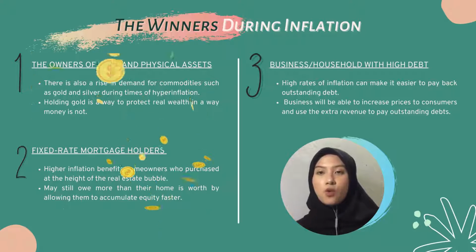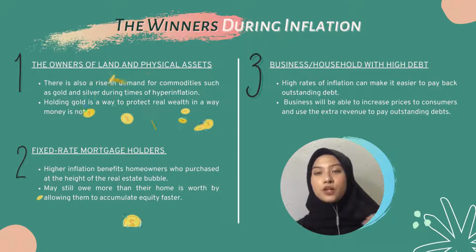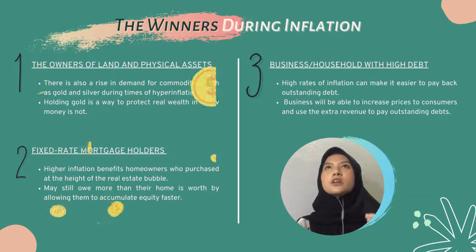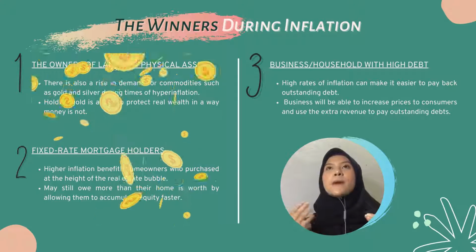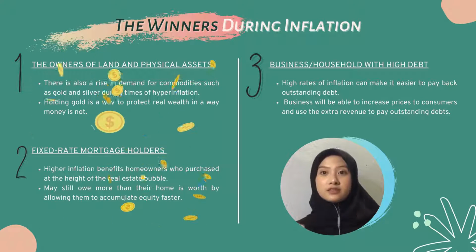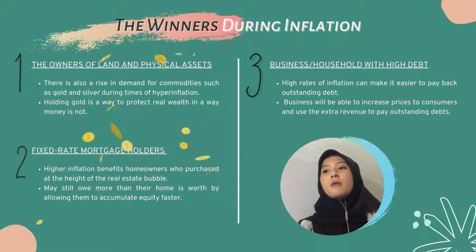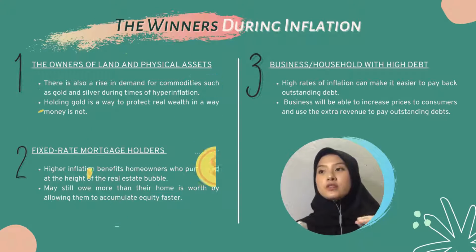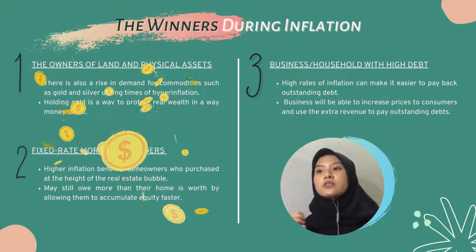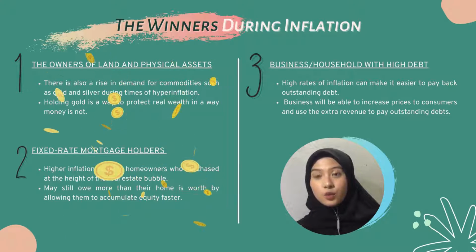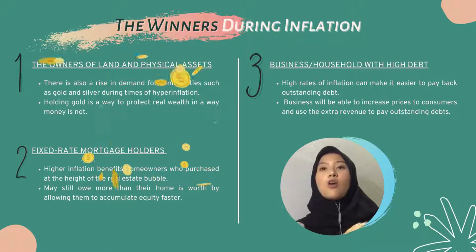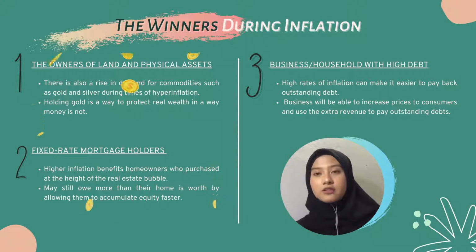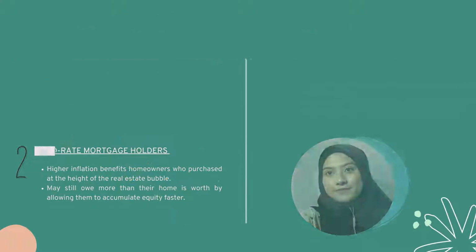Additionally, businesses or households with high debt are also considered winners during the inflation period. It is because high inflation can make it easier for them to pay back their outstanding debts, and businesses will be able to increase the prices for consumers and use the extra revenue to pay the outstanding debts. Hence, we can conclude that the debtors are considered the gainers and the creditors are considered the losers.